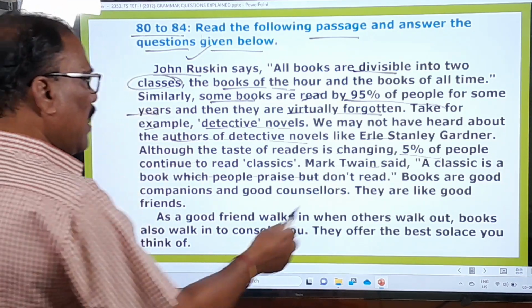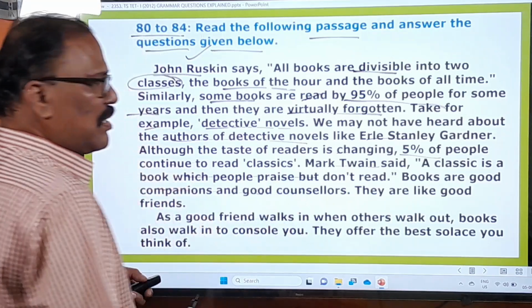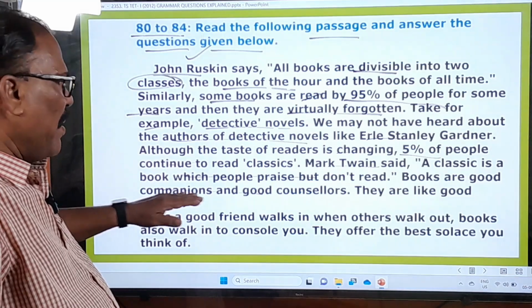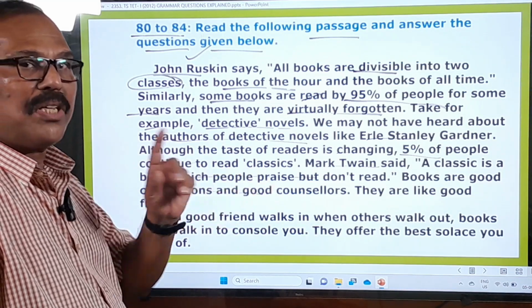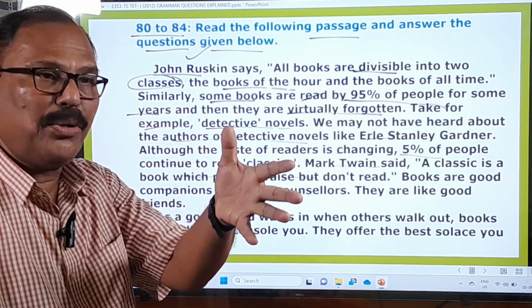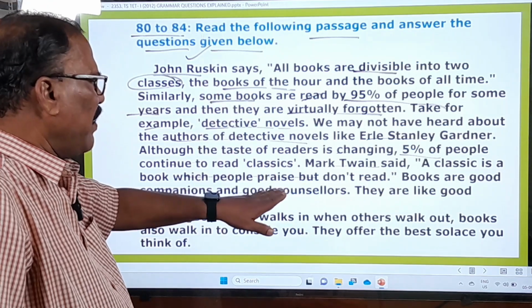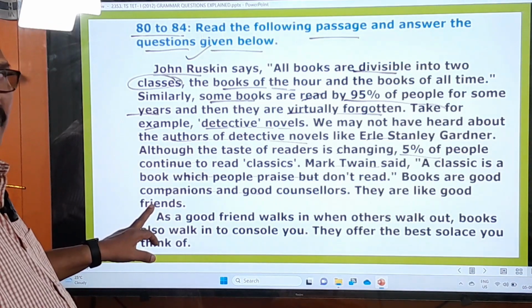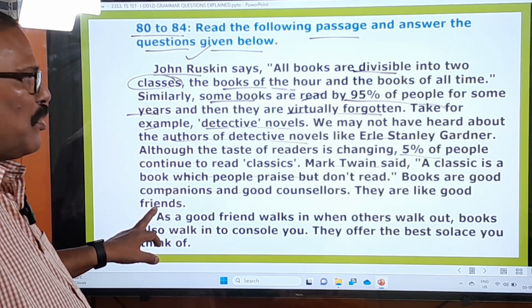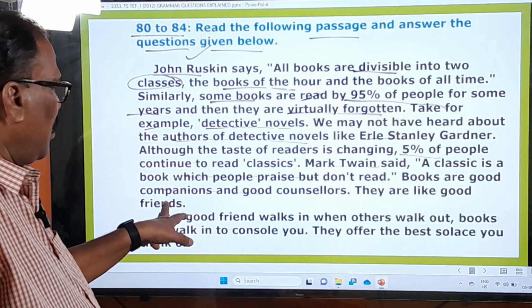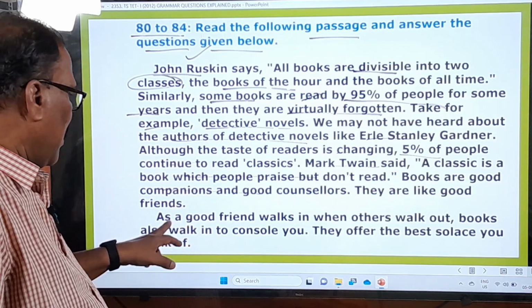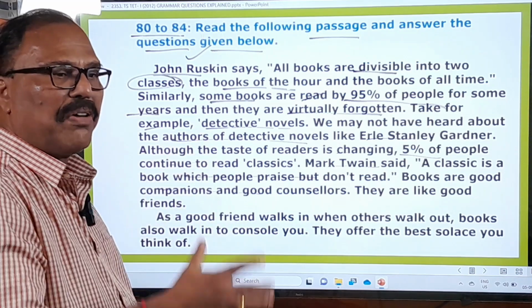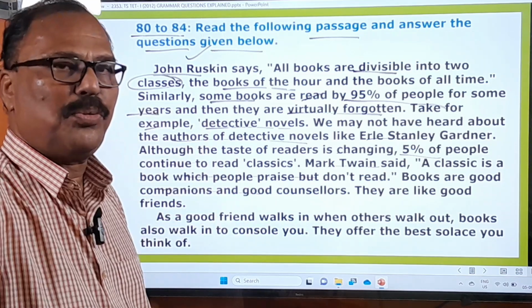Okay, right. And here, books are good companions and good counselors. And books are nothing but companions. Companions means friends. And they are also good counselors. They counsel you, they advise you, they guide you, they help you in so many ways. That's why they are called good counselors, right? They are like good friends. Okay, they are just like your close friends, good friends. Of course, your friends may give you a hand, but they don't give you any hand. Okay, very good friends, right? As a good friend walks in when others walk out. Whenever you are in troubles, your friends might desert you.